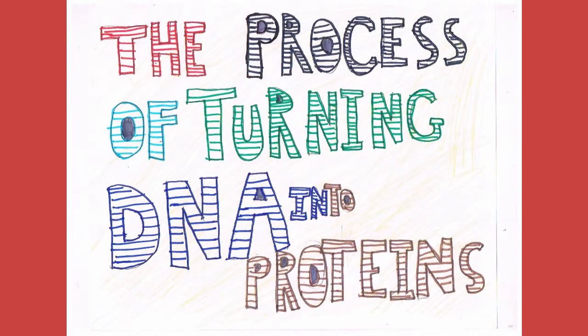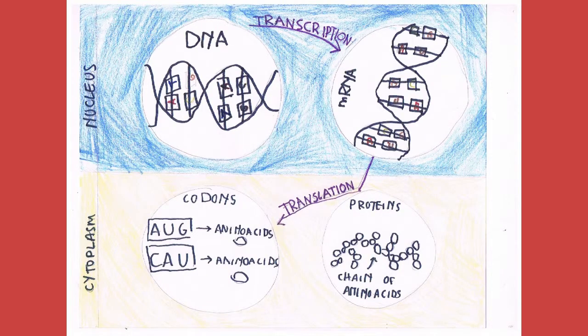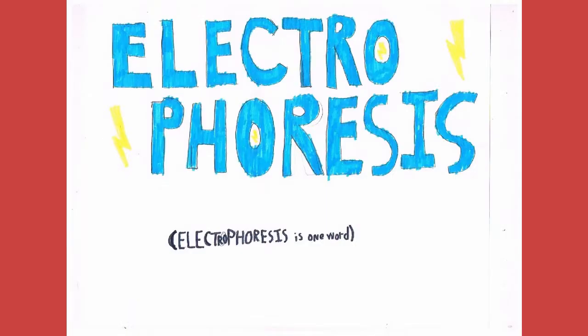The process of turning DNA into protein is divided into 2 steps, transcription and translation. Transcription is when you turn DNA into RNA by pairing the bases of DNA with the complementary bases of RNA, A with U and C with G, or vice versa. Translation is when you turn RNA into amino acids through the ribosome, and then turn it into protein.